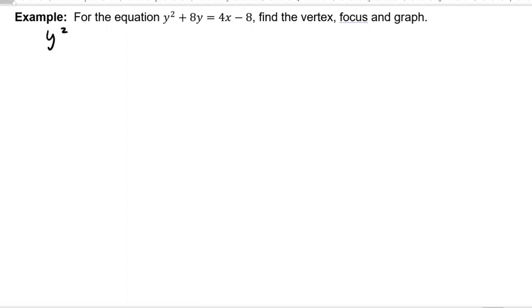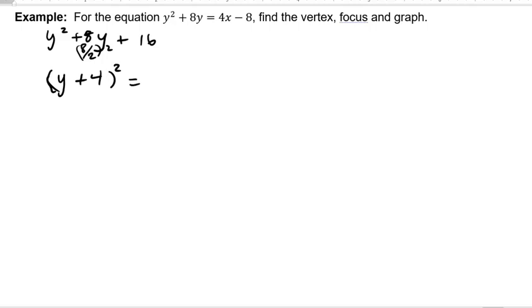I've got y squared plus 8y, and then I need to add a needed number in order to make this a perfect square. I'll take this number 8, divide by 2, that's equal to 4, and then I will square that, and that gives me 16. So on the left-hand side, the binomial that's going to get squared to produce that trinomial is going to be y plus 4 quantity squared, because again, the middle number, the 8, is divided by 2.